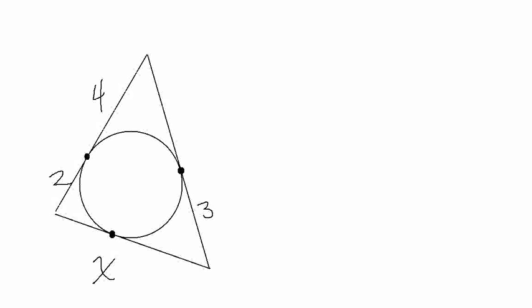Okay, so I'll go ahead and work it out as well. So we've just established that if you have 2 line segments that are tangent to a circle, where the endpoints are the points of tangency and they share a common endpoint, then those line segments are congruent. So that means that this side has a length 2 and this side has a length 3. Therefore, x is equal to 5. Okay?